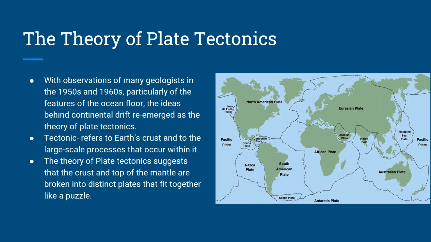So the theory of plate tectonics. With observations of many geologists in the 1950s and 1960s, particularly of the features of the ocean floor, the ideas behind continental drift re-emerged as the theory of plate tectonics. Tectonic refers to Earth's crust and to the large-scale processes that occur within it. The theory of plate tectonics suggests that the crust and top of the mantle are broken into distinct plates that fit together like a puzzle.